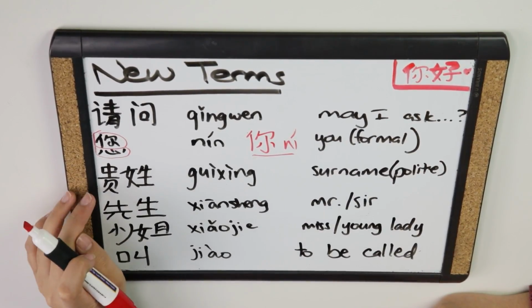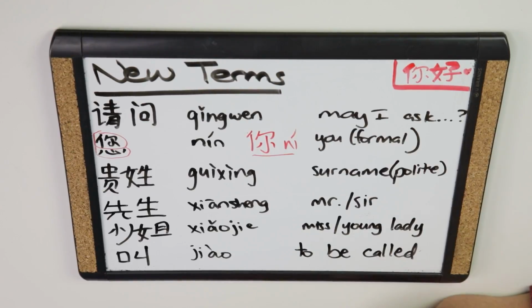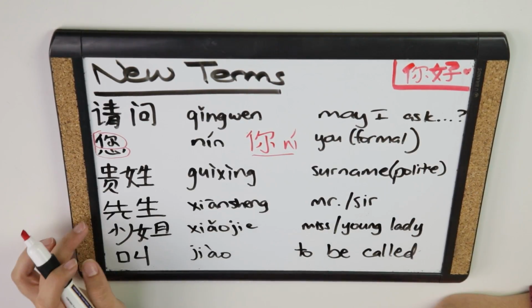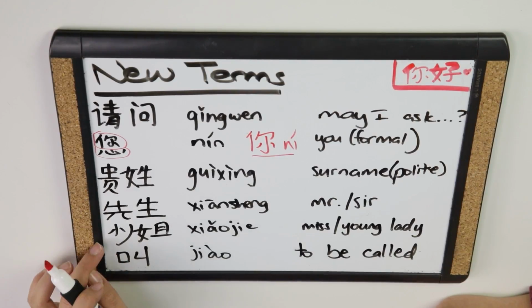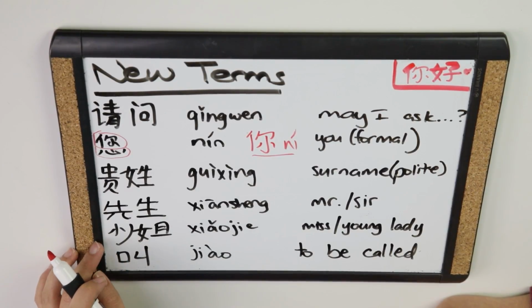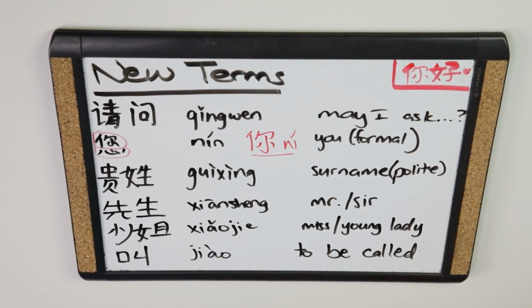Next we have 贵姓. 贵姓 is your surname, to ask politely. Next we have 先生, which is Mr. or Sir. 小姐, which is Miss or young lady. Then we have 叫, and that is to be called. So now that we know these new words, let's go ahead and put them into a question and a statement.